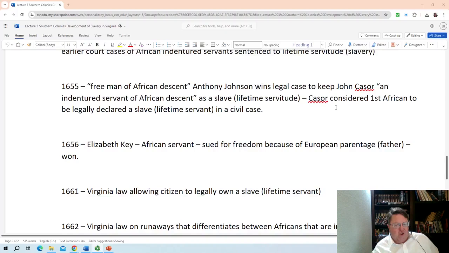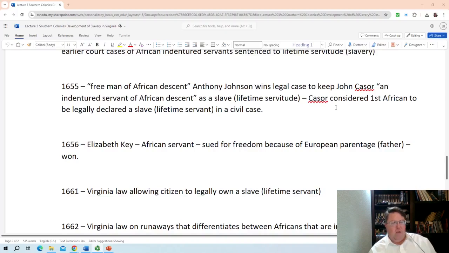The neighbor was suing Johnson, stating that Anthony Johnson was keeping an indentured servant past his time of servitude. Anthony Johnson's defense is that John Casser is a lifetime servant. And so the judge finds in favor of Anthony Johnson. Previous to this, an African is sentenced to lifetime servitude. This is considered to be one of the first cases where a judge is legally declaring somebody a lifetime servant.